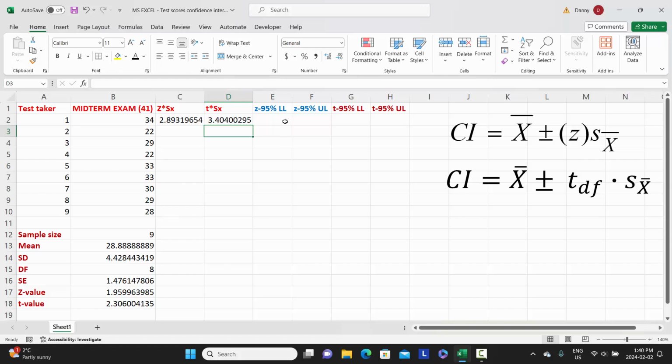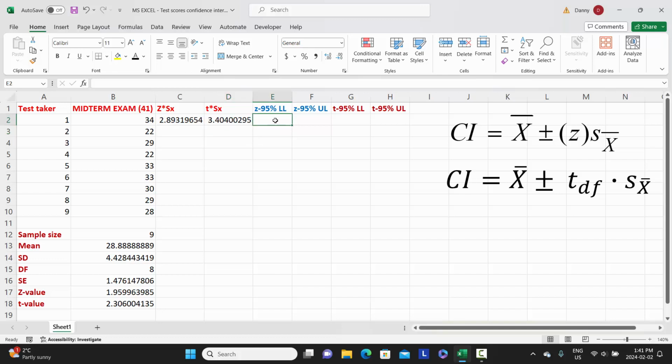The final step here is to compute both the lower limit and the upper limit for each of the two equations, and I'm going to start here with the first equation. And what I need to do now is take the average score of our sample, which we had calculated previously, and the first thing I'm going to do is subtract the product of these two factors which I had just calculated over here.